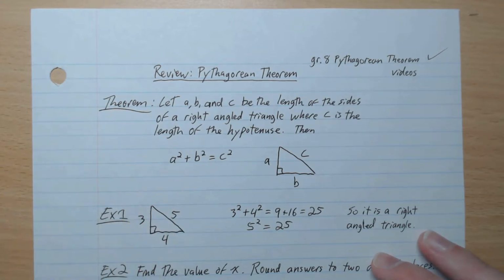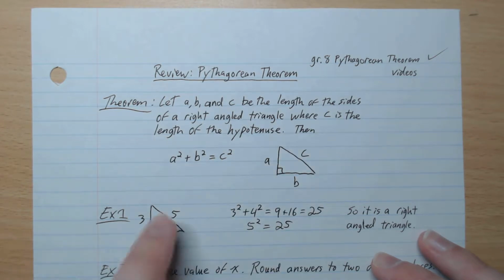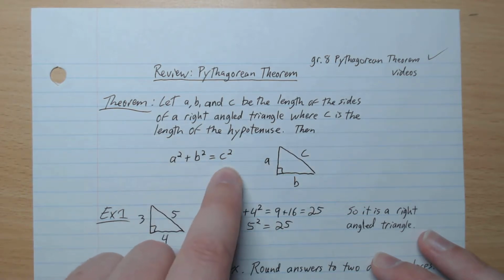So here's the theorem. Let A, B, and C be the lengths of the sides of a right-angled triangle, where C is the length of the hypotenuse. So we have our triangle here, A, B, hypotenuse C. Then A squared plus B squared equals C squared.